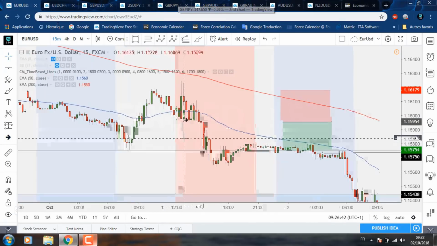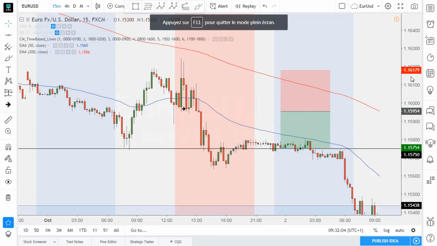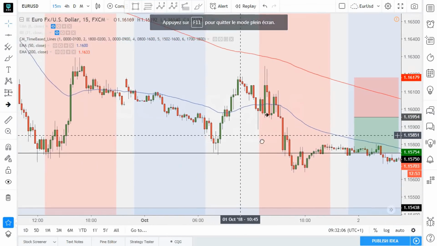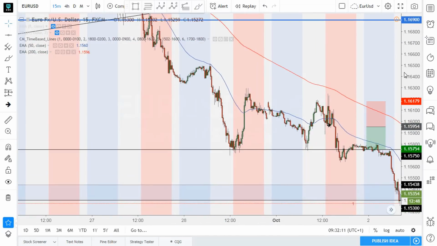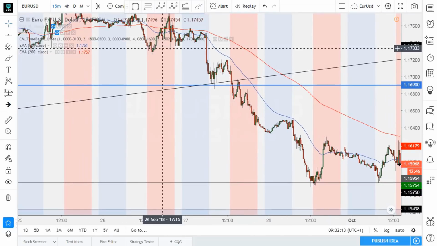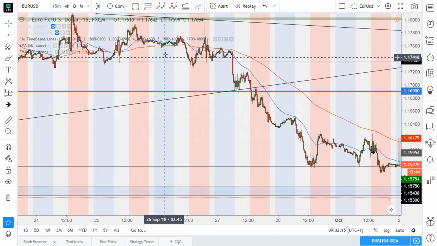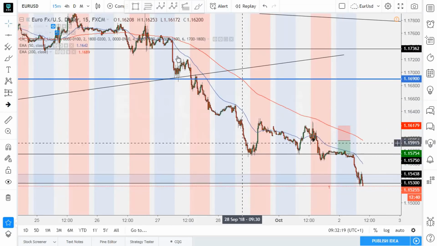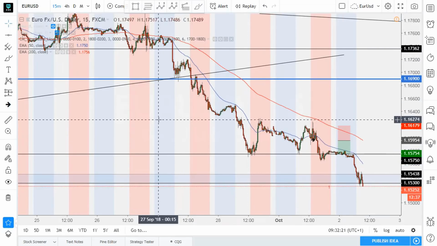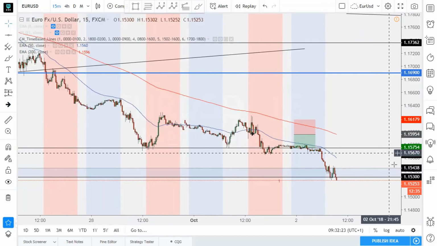Now the trade on the Euro USD. It's basically the same thing. The euro is in a strong downtrend at the moment. It's pretty easy to determine the trend. You see all these lower lows and lower highs. So we know that it's a strong downtrend.